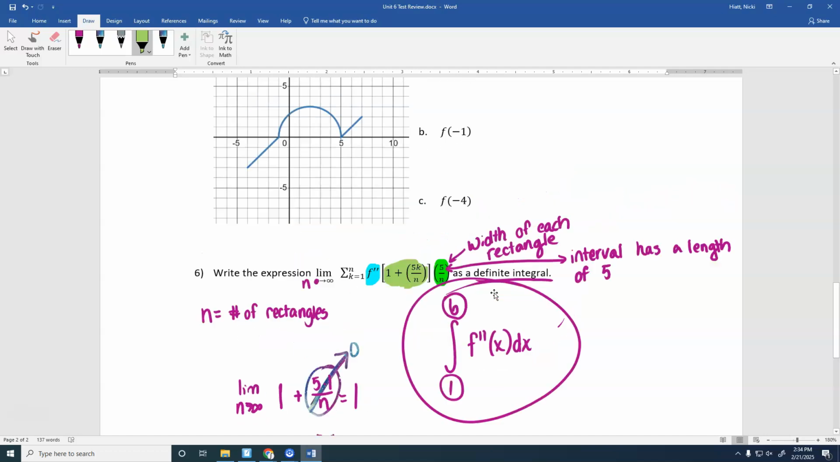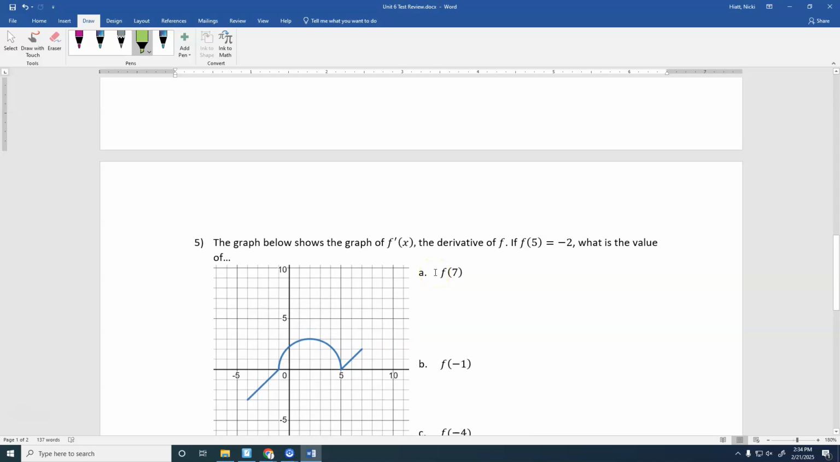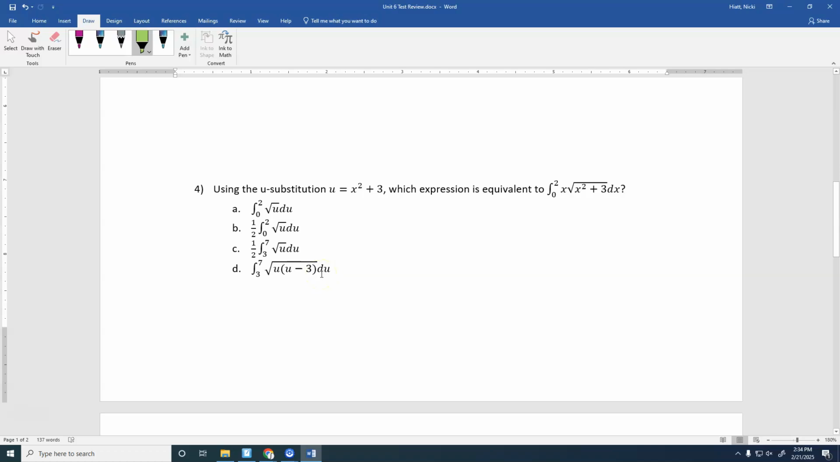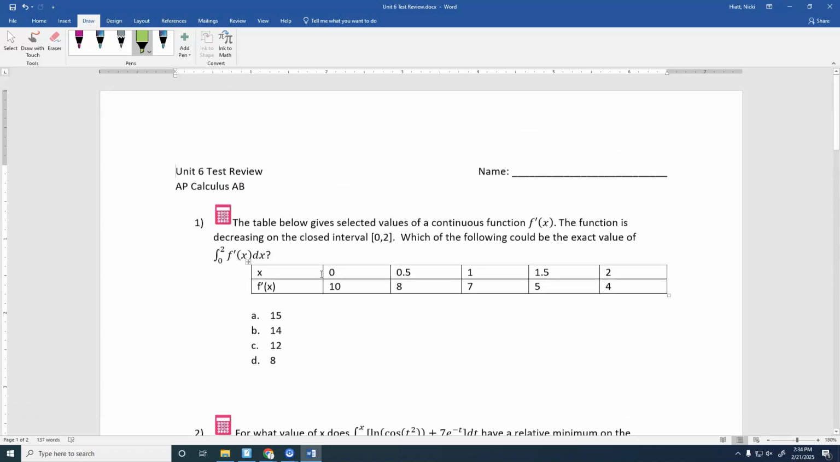All right, let's see. Let's work through these first. I think these will be kind of key, and then we're going to look at the progress check problems.